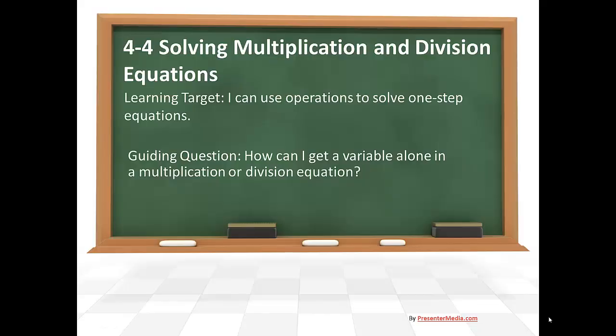This is 4-4, solving multiplication and division equations. Our learning target for today is I can use operations to solve one-step equations. The guiding question I'd like you to think about is how can I get a variable alone in a multiplication or division equation?